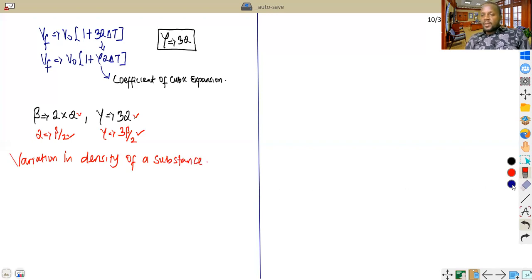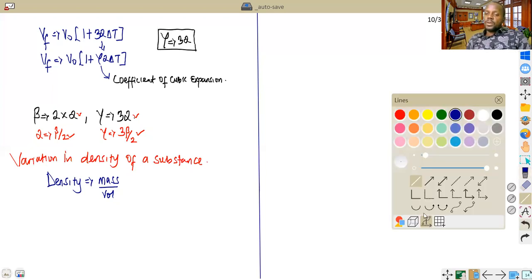Variation in density of a substance. From early classes, we have studied that the density of a substance, which we denote by rho, is equal to the mass of the substance over volume. What that means is that when the volume of the substance is increased, the density of that substance would be reduced. To understand that, we can take an example.